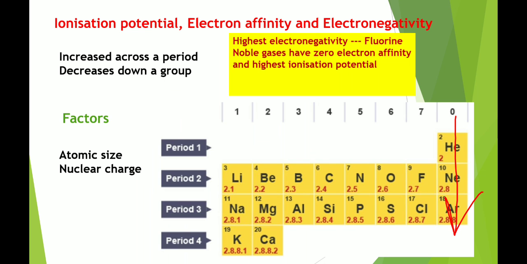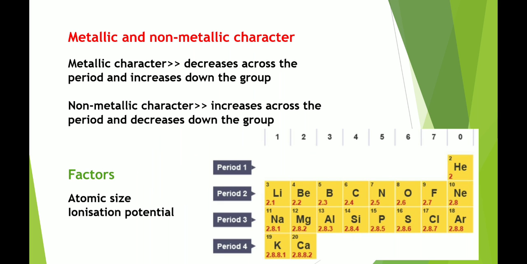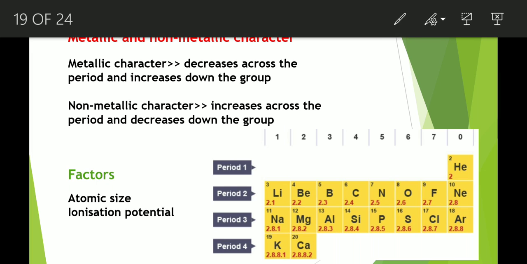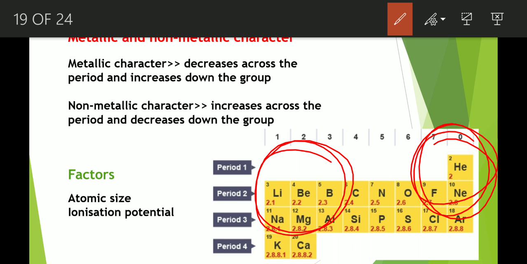So this is the trend for all these 3 properties. Next is metallic and non-metallic character. In my previous video, I have already told you about the metallic and non-metallic character. Metals are present at the left of the periodic table. They are electropositive. That means metals will lose 1 or more electrons to become positive ions, right? And non-metals are present at the right of the periodic table. They are electronegative because non-metals will gain one or more electrons to become anions. Clear?